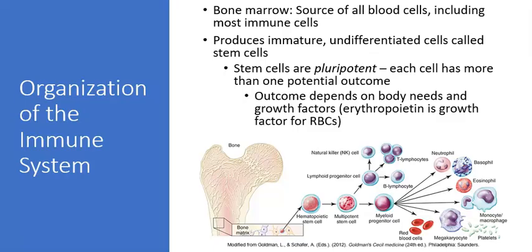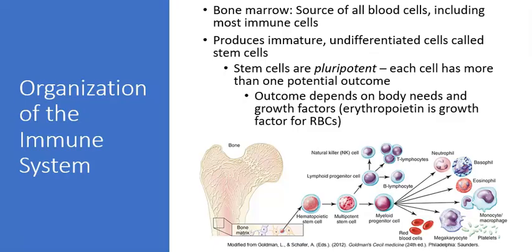The immune system is present throughout the body. Most comes from the bone marrow. Some mature here, others in different body sites. Once mature, these cells are released into the blood to circulate to most body parts and have specific effects. The bone marrow does produce immature undifferentiated cells or stem cells.